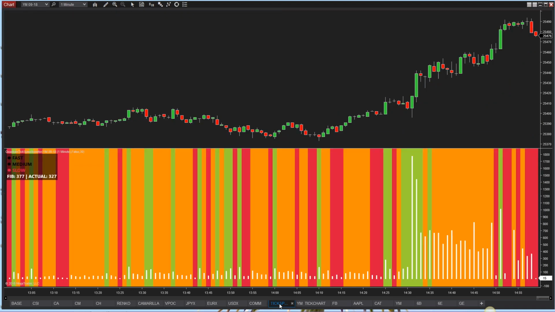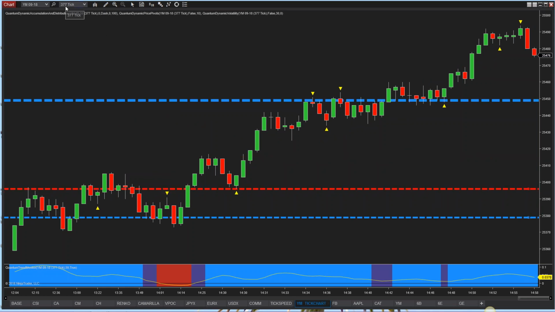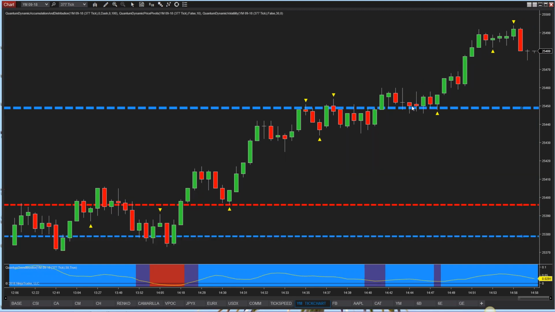Just hop over onto the tick speed. This is on the tick chart here. This is the YM on tick. I've got it on the 377 tick here, and pretty much the same situation. You can see the levels here. I've stripped everything else off, so you've just got the levels on here, and you can see them quite clearly on that particular tick chart.